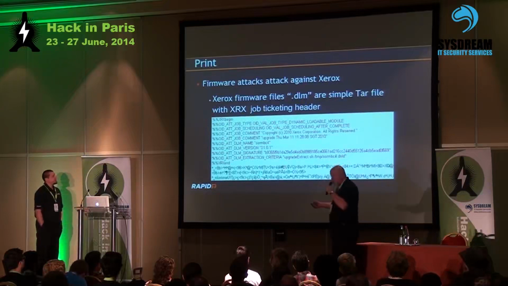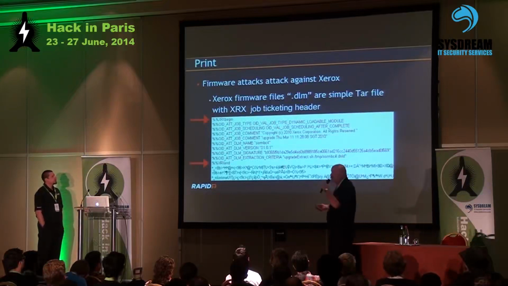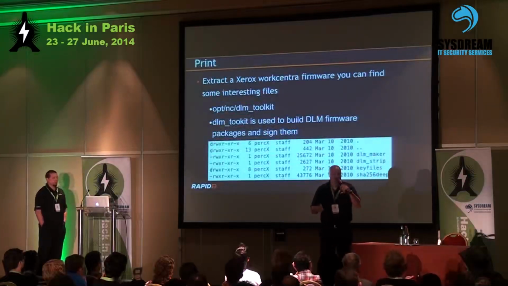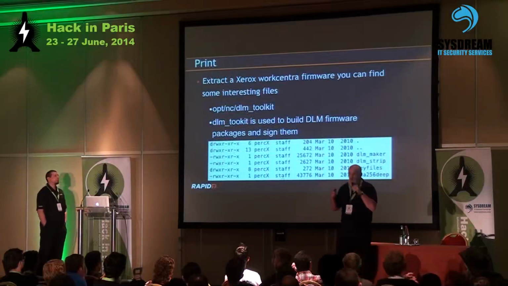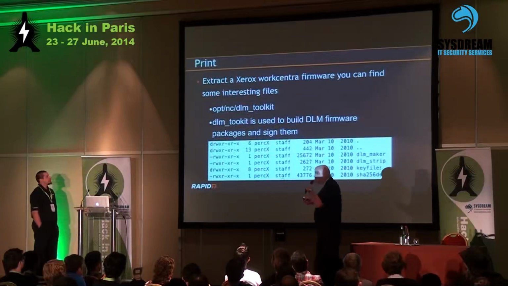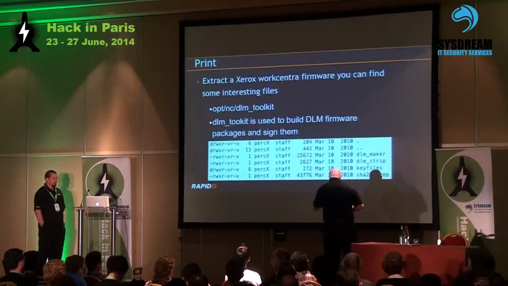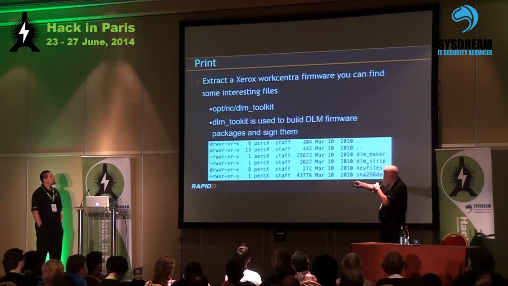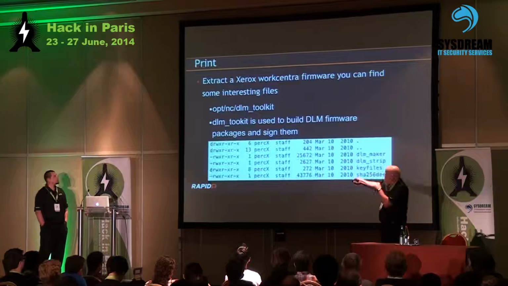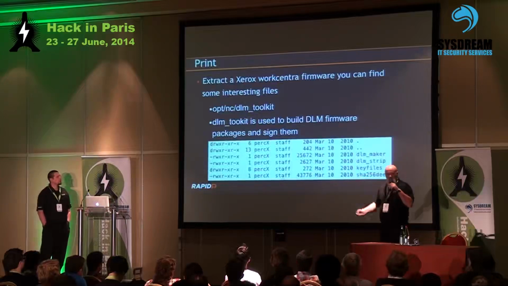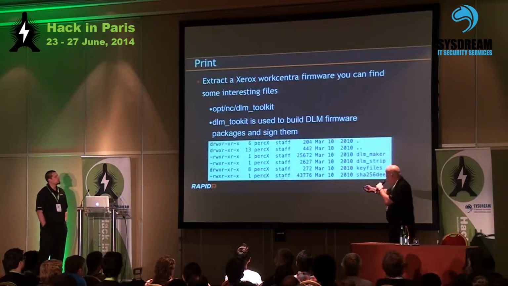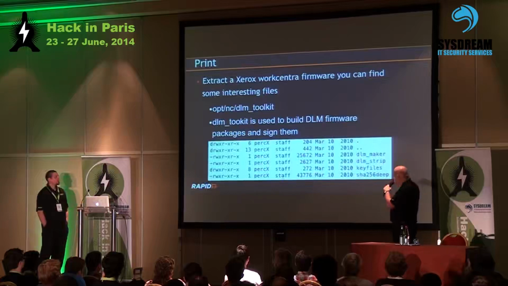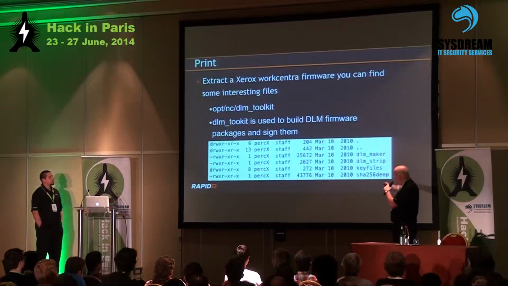Once you untar that and you start looking in there, you find some interesting information. The firmware packages, for one thing, are known as DLMs, dynamically loadable modules. We open it up, we strip the header off of it, we untar it, and we find this folder called opt-nc DLM toolkit. And inside that toolkit, we find some interesting files. How about a DLM maker? DLM stripper, the stripper actually strips the header off. And what about key files?